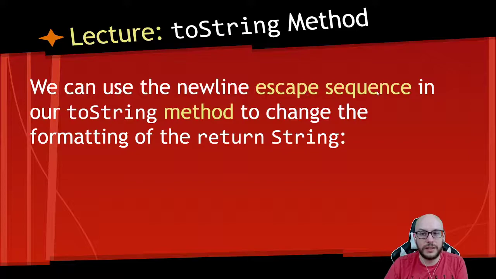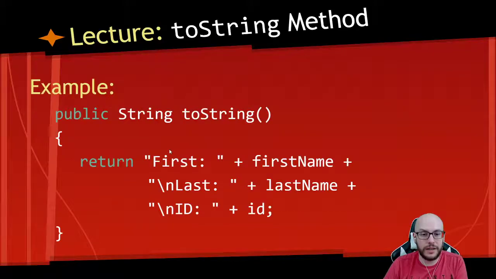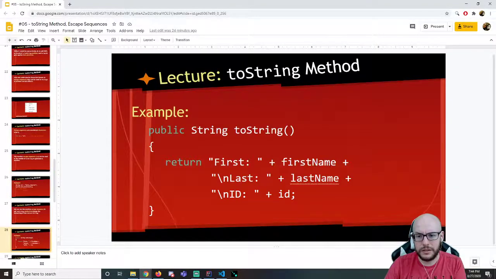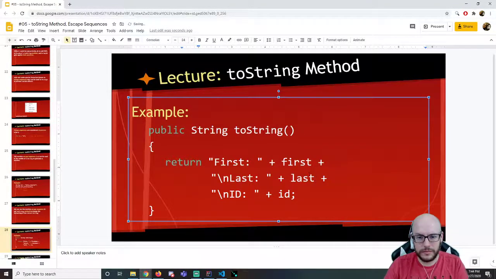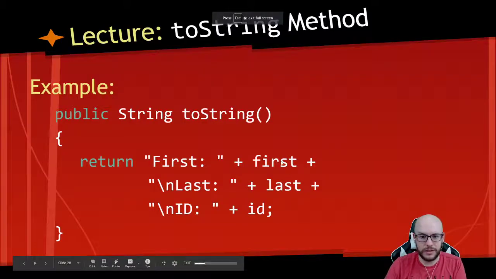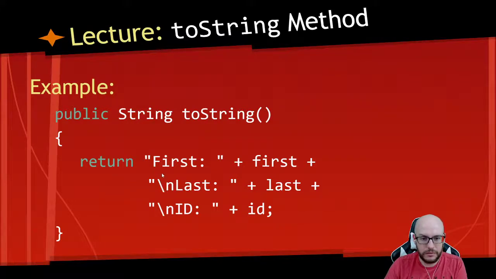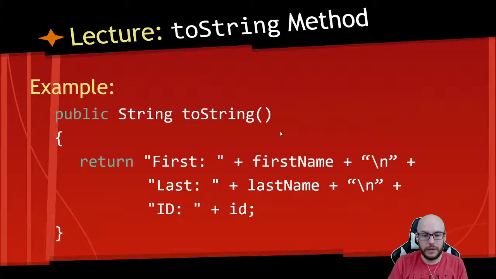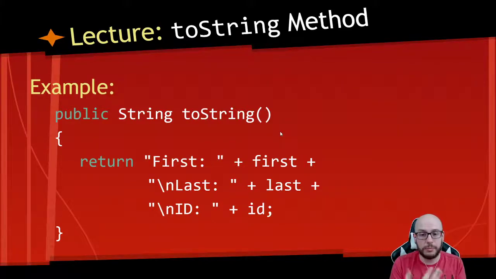We can use these new line escape sequences in our toString. They're just characters, and change the formatting of the return string. Something like this. I have first and then our first name. It's just first in our program. Let's update this slide right now. So maybe I have first and then we include our first name. I have last and we include our last name. But you see these new line characters? What that means is as soon as we get done with this, there's a new line. And then there's a new line. You can do it this way where you just include it as part of the string.